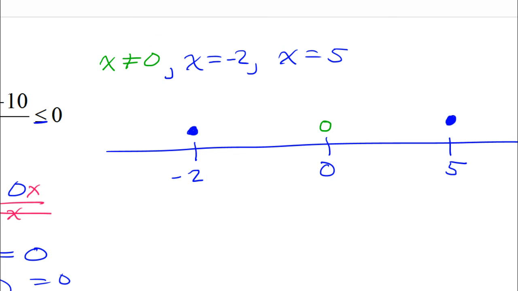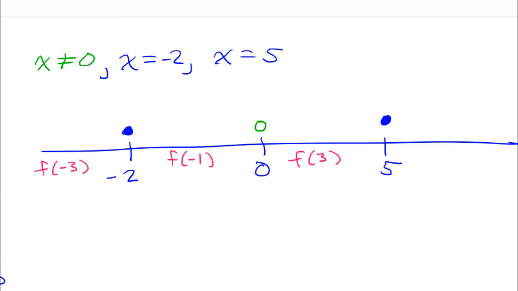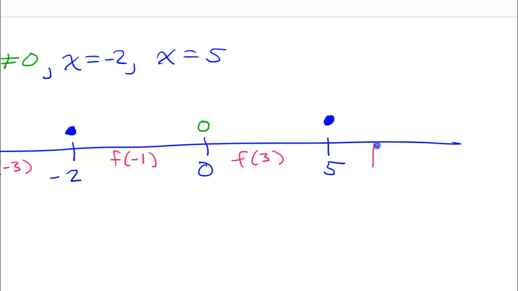Okay, so now it's time to do our test values. We'll need 1 over here to the left. I'm going to do f of -3. I need 1 between -2 and 0, so I'll do f at -1. I need 1 between 0 and 5, so I'm going to do f of 3. Here, I could have done 1, 2, 3, or 4. And I need 1 to the right of 5, so I'm going to do f of 6.